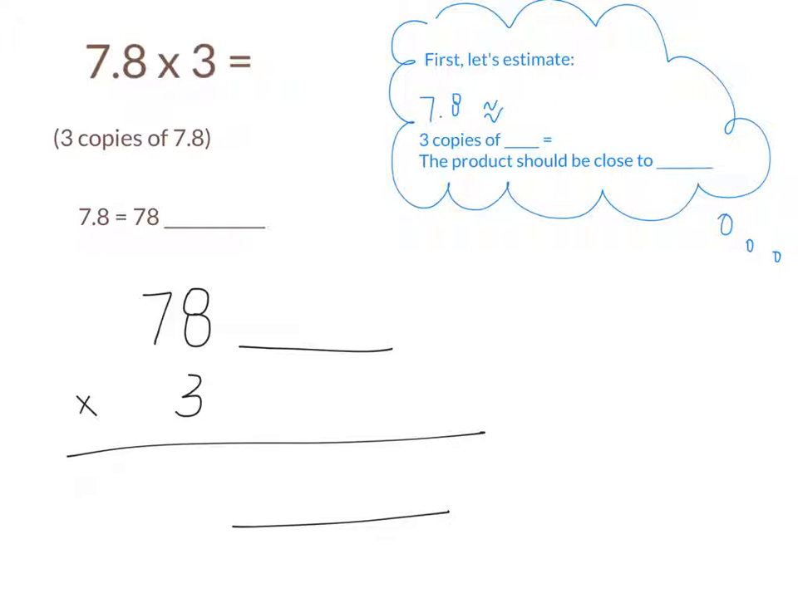Our new multiplication problem is 7.8 times 3. Is that the same thing, we can think to ourselves? That's 3 copies of 7.8, right? So if you were to draw a place value chart, you would know how to make the dots, and you would make 3 copies of those dots, right? But that's a lot of dots to make. So we're going to think of it in a different way, okay?